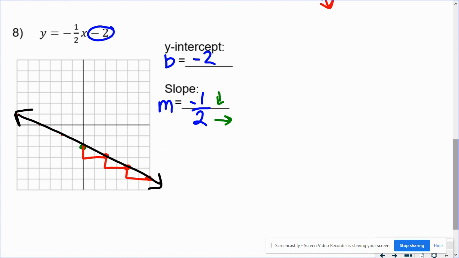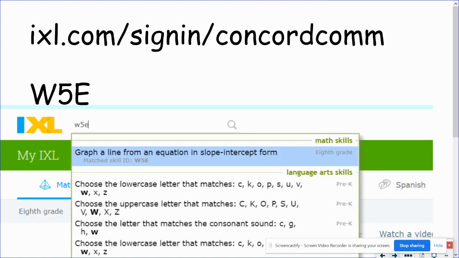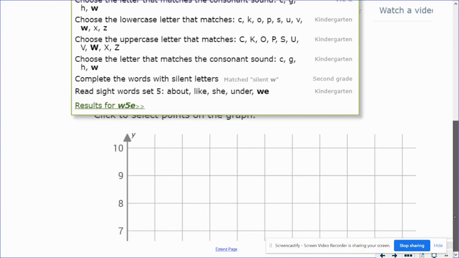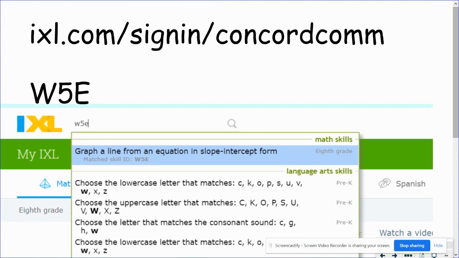Once you have that, I would leave this out, especially the back side, to help you on the exit ticket. The exit ticket is IXL W5E. They're going to give you a graph and an equation. So that's what you're working on next. Okay, if you need to move to charge, that's fine too. Okay. All right, let me hit my step.